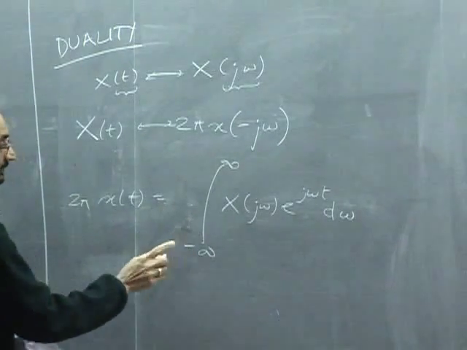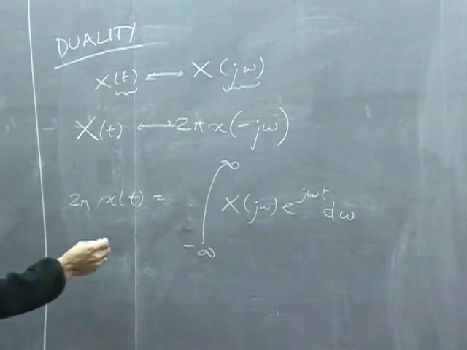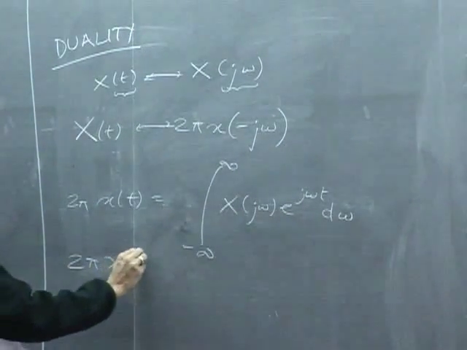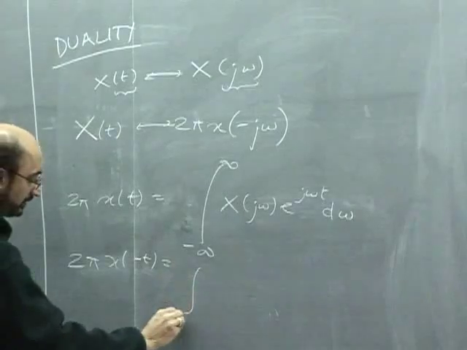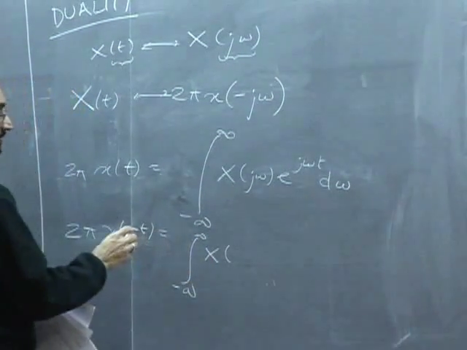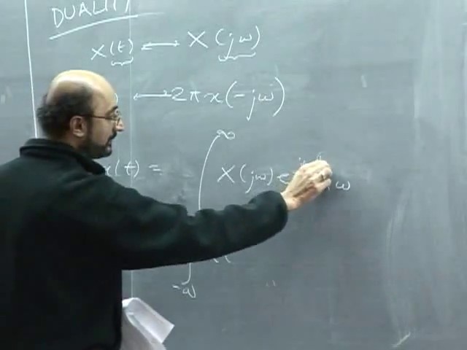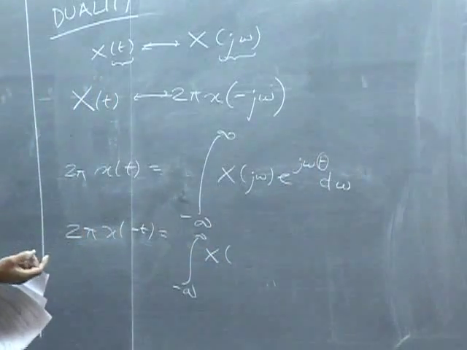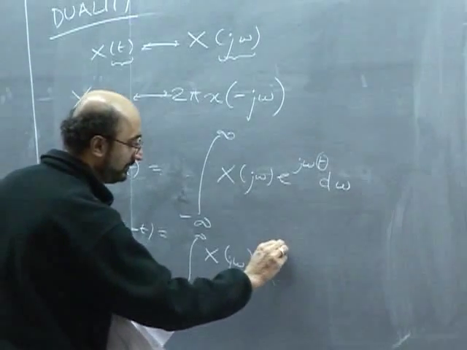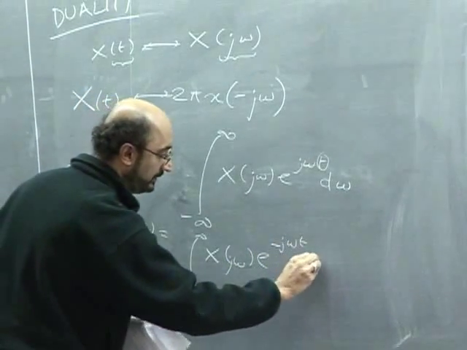And then what I can do is, let's say that I write x of minus t. So 2 pi x of minus t is going to be the integral from minus infinity to infinity of X of j omega e to the minus j omega t d omega. So t is going to become negative over here. Everything else is going to be the same.